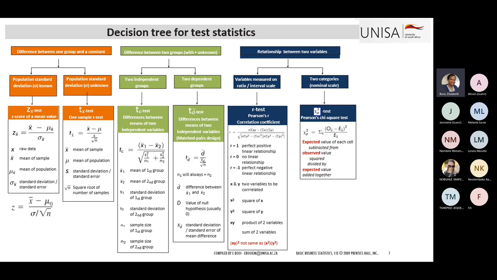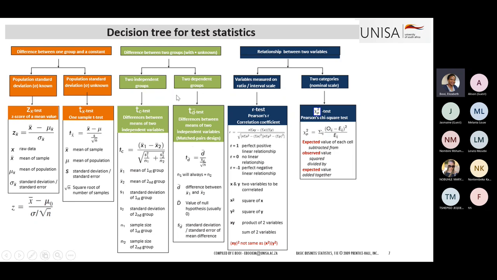You need to make sure that you know at least two things: whether the population standard deviation is given or known, or whether the population standard deviation is unknown. Those are the two decisions that you need to be able to make in order for you to know what type of hypothesis testing you need to be making. Or if we are given two groups, you also need to classify.